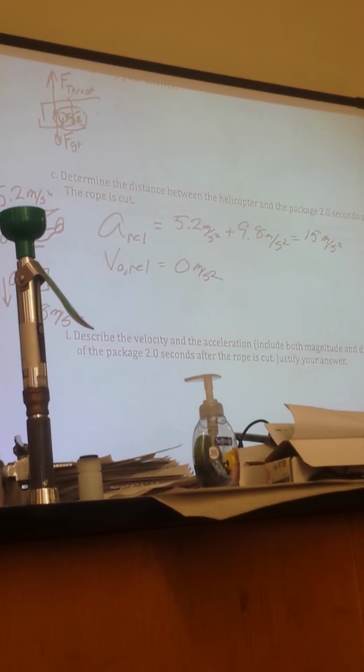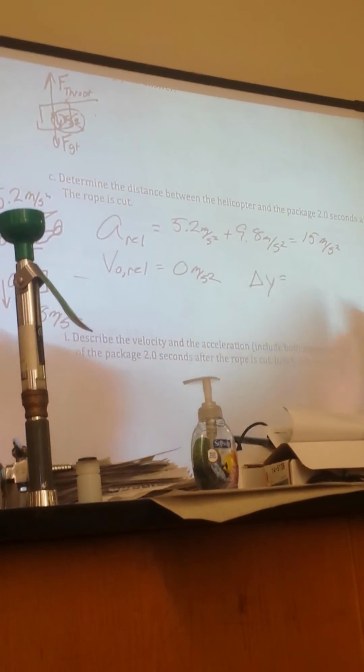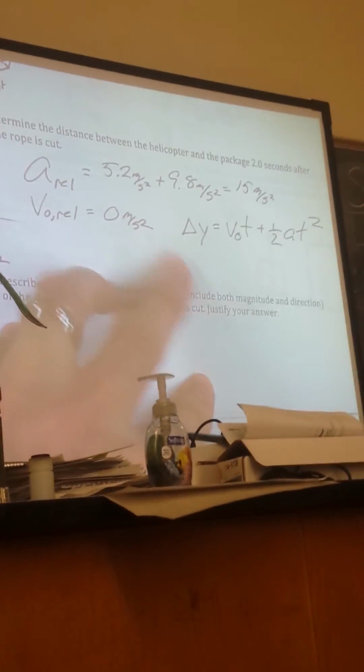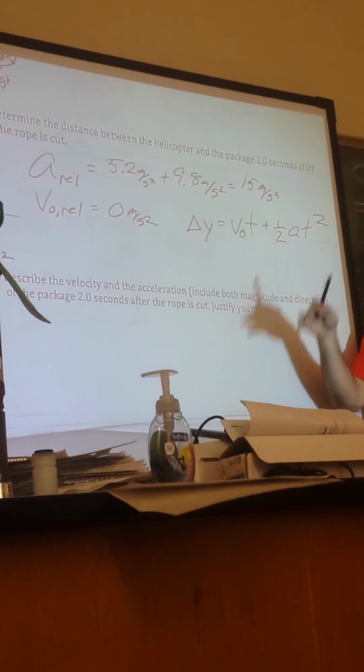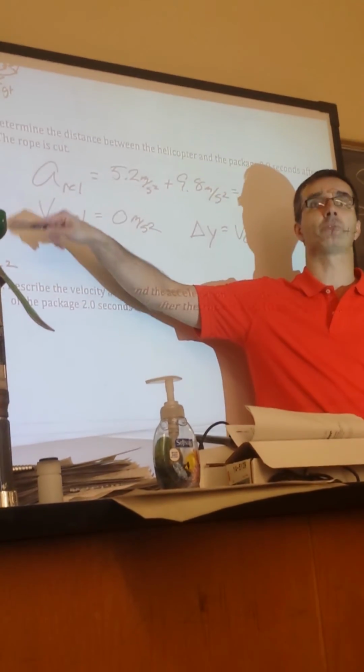So if we just use these two things, we can find the distance after 2 seconds just by applying this formula, v0t plus 1/2 at squared. And we'll use the relative values. That will make it a lot quicker than figuring out where this is going to be and where this is going to be.